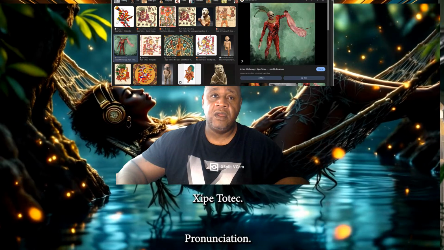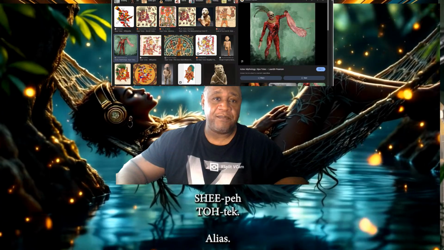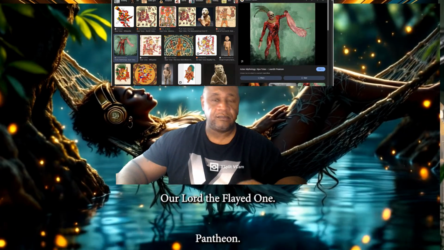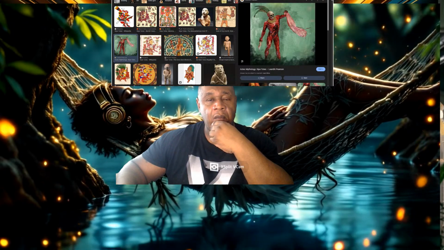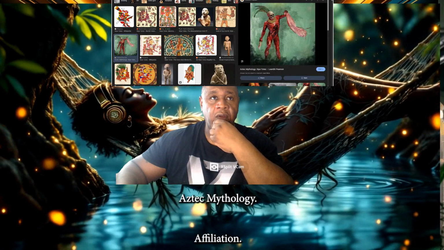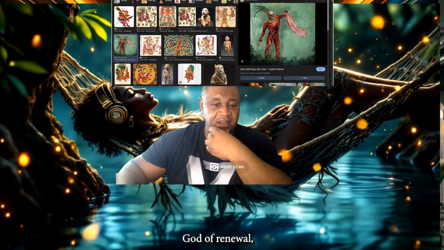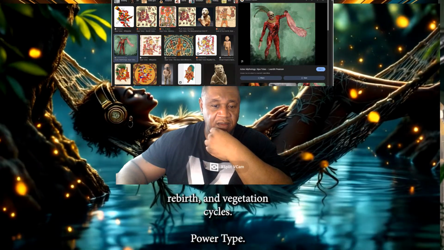Xipe Totec. Pronunciation: Shee-pay Toh-tek. Alias: Our Lord the Flayed One. Pantheon: Aztec mythology. Affiliation: Agricultural gods. Role: God of renewal, rebirth, and vegetation cycle.